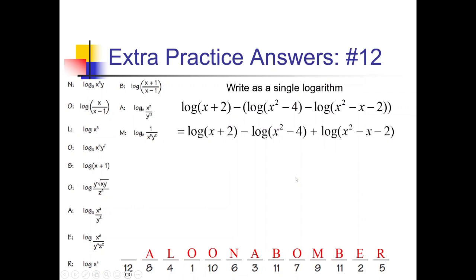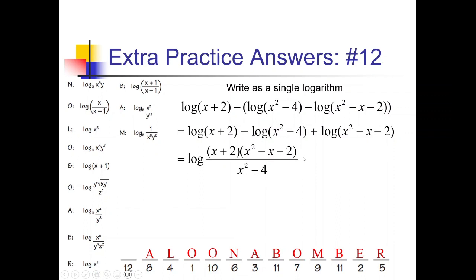Now let me move all these together into one big logarithm. Anything being subtracted, that stuff inside ends up in the denominator. Anything that has a positive out in front, that ends up in the numerator. So I end up with a log of x plus 2. That whole thing's positive, so x plus 2 is upstairs. And we also have a positive log over here, so the x squared minus x minus 2 ends up in the numerator as well. And then it's just this x squared minus 4 going downstairs because that's a negative log.